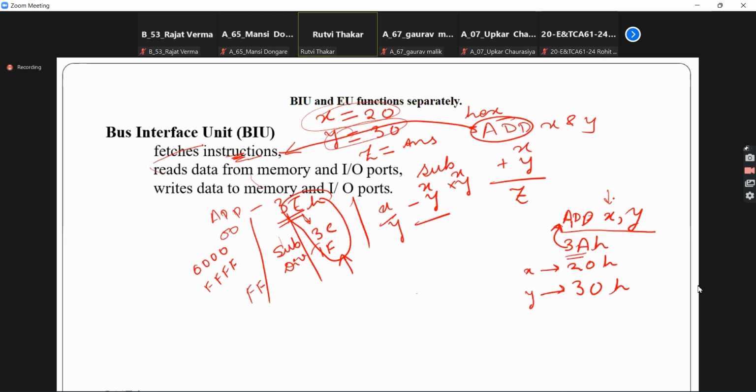Then x is there, so what is the value of x? X value I know it is 20. So I'll get the number as 20. Next number is Y. What have we assigned to Y? We have assigned 30 to Y. So instead of us looking at add X comma Y, I will be seeing the code as 3A, 20, 30. This will be the way we can see the code in microprocessor.